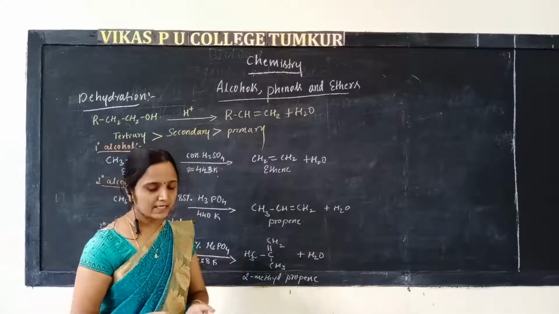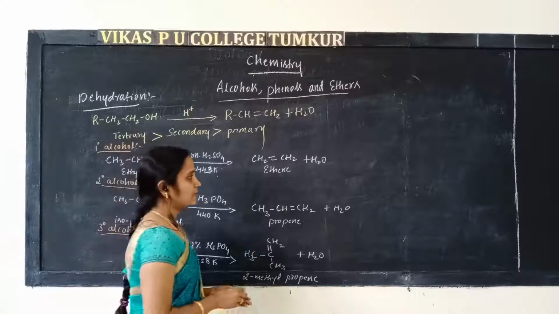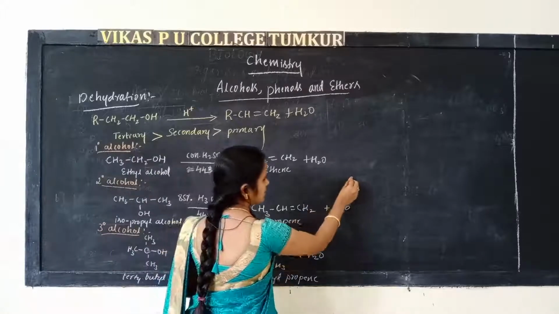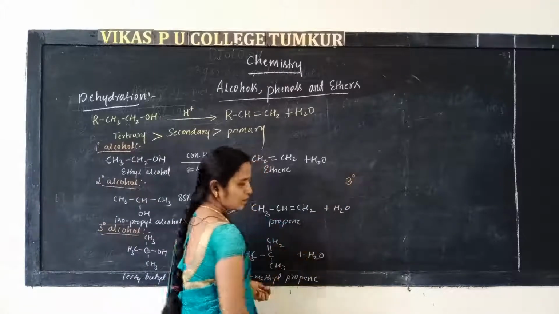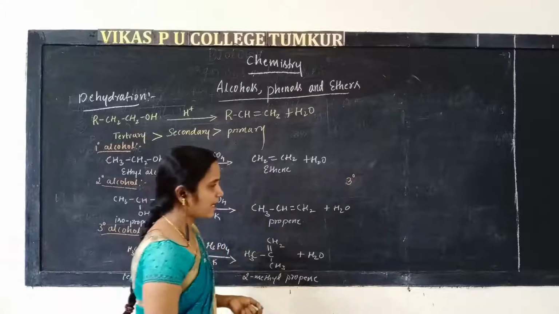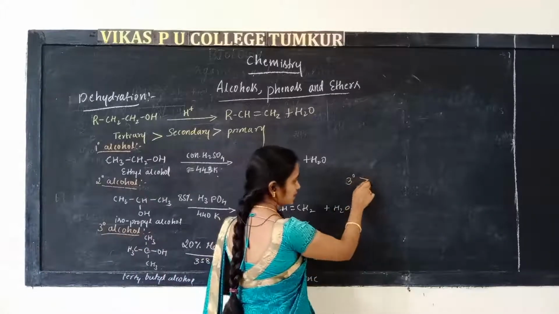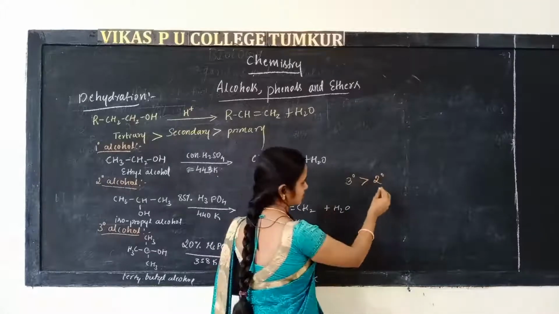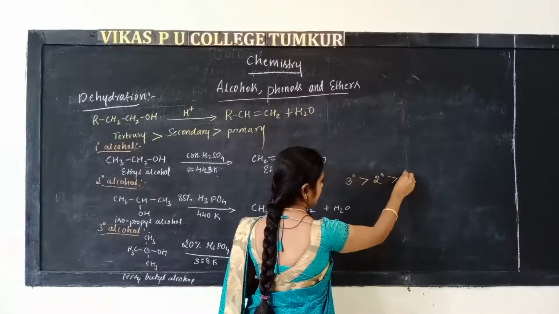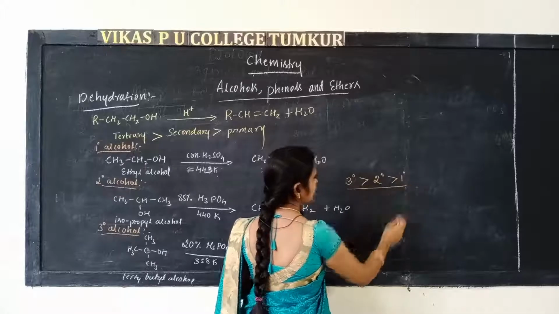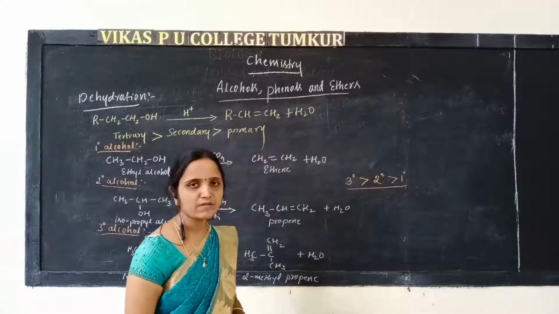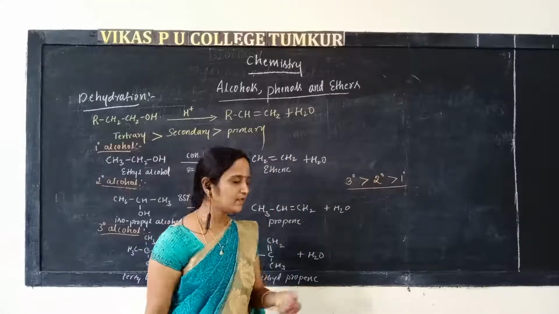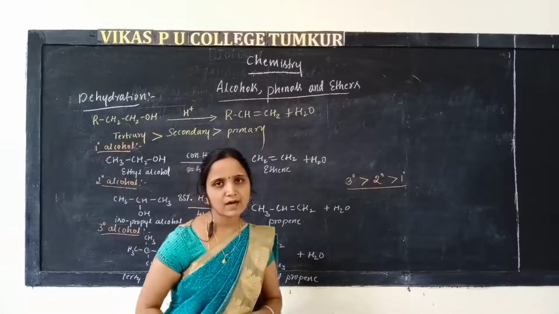From this we can say that tertiary alcohols undergo dehydration at a faster rate compared to secondary, and secondary at a faster rate compared to primary. This is the order of reactivity of the dehydration of alcohols.